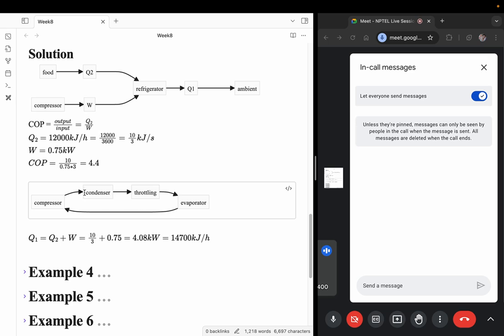So the question now asks you to find the heat rejection at the condenser. You are supplying work at the compressor, the evaporator is taking heat, and the condenser is rejecting heat to the ambient. So W plus Q2, the evaporator, equals Q1, the condenser. So Q1, the heat being rejected from the condenser, is the refrigeration capacity, which is given, plus 0.75, the work you're doing on the compressor. If you add both of them, you should get the heat that is being rejected from the condenser. Are there any questions?